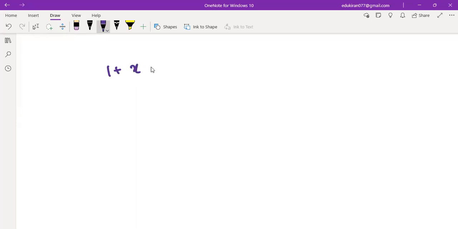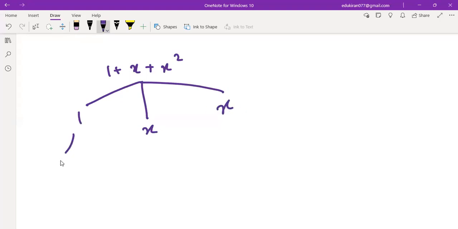1 plus x plus x square. Yes, 1 plus x square. So over here it will be in 3 parts, right? 1, x and x square. These are the terms, right? Now x square will also be there in the term, right? Yes, sorry. Fine. Done. Second one.